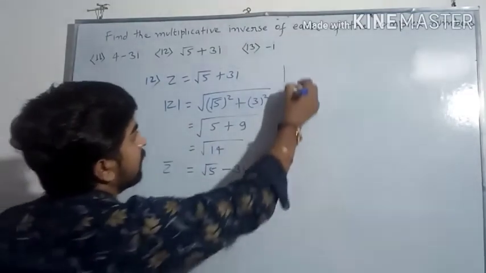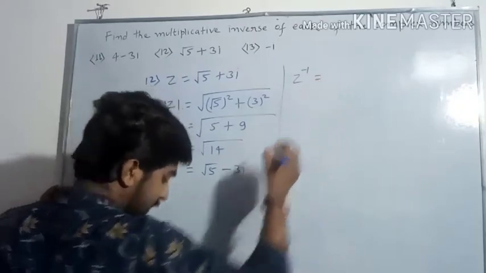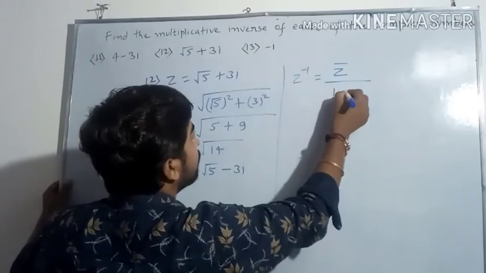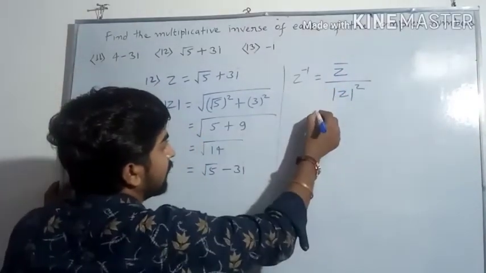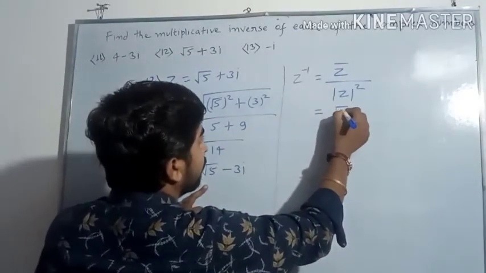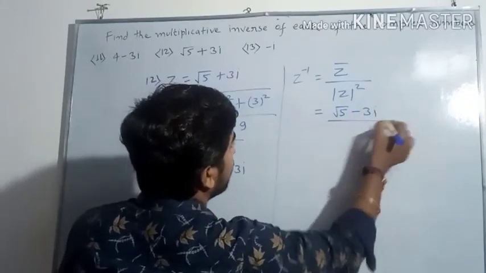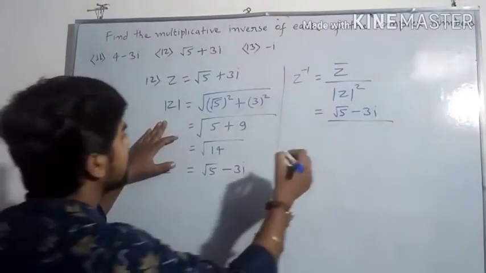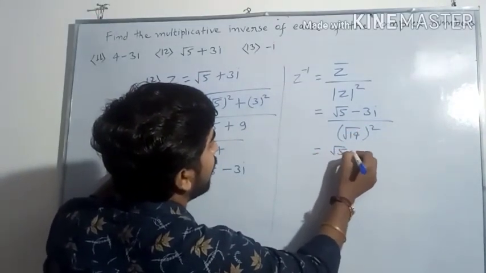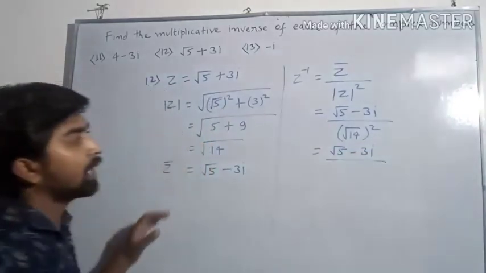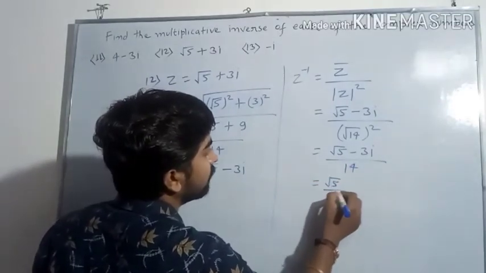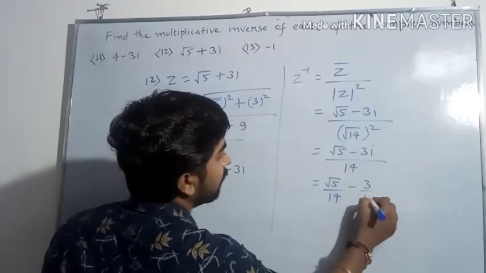Now the inverse of complex number z, and its formula is the conjugate of z upon the square of the modulus of z. Here the conjugate of z is under root 5 minus 3i upon the square of the modulus of z. The modulus of z is under root 14. Under root 5 minus 3i upon the square of under root 14, which equals 14, and we can write it separately as under root 5 by 14 minus 3 by 14i.